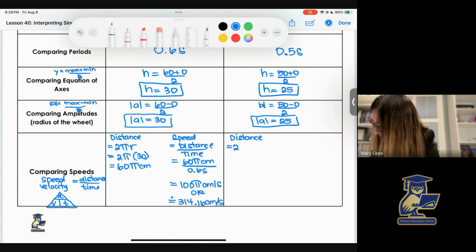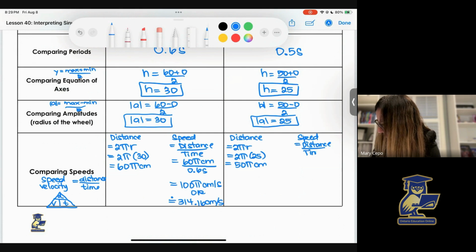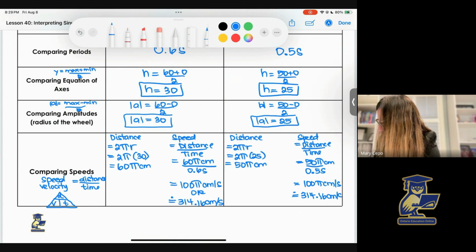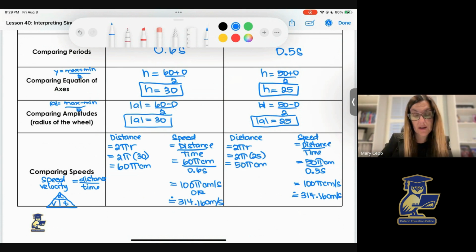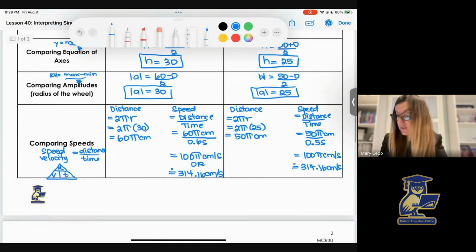Now, looking at the smaller bike, which had a smaller radius, the distance that pebble covered would be 2 pi r. 2 pi, the radius was 25, so it would be 50 pi centimeters. Speed is always distance over time, which is equal to 50 pi over 0.5 seconds, which is 100 pi centimeters per second, about 314.16 centimeters per second. So they are traveling at the same speed, however, the radius of the tires is smaller.